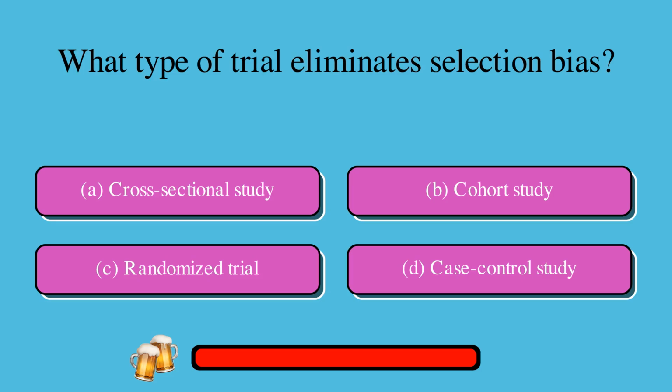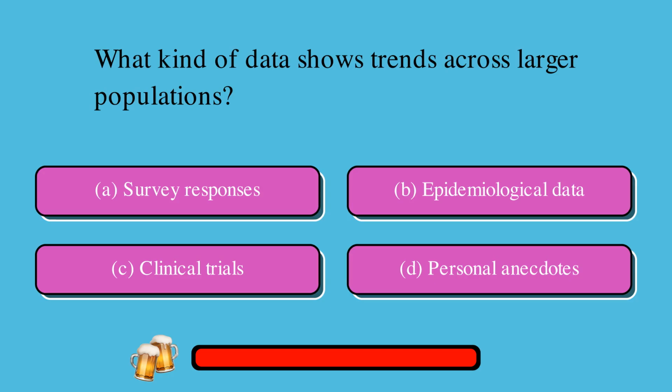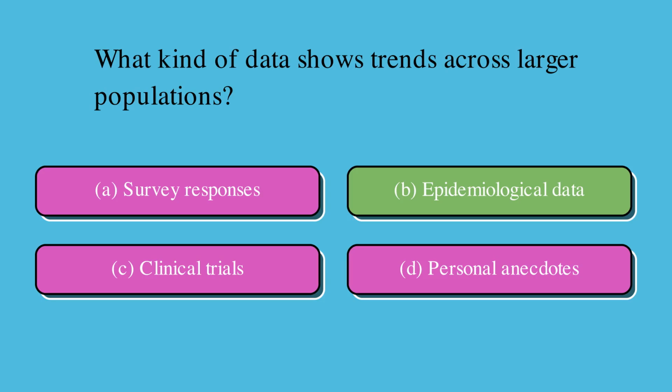What type of trial eliminates selection bias? A. Cross-sectional study, or B. Cohort study, or C. Randomized trial, or D. Case control study? The correct answer is C. Randomized trial. What kind of data shows trends across larger populations? A. Survey responses, or B. Epidemiological data, or C. Clinical trials, or D. Personal anecdotes? The correct answer is B. Epidemiological data.